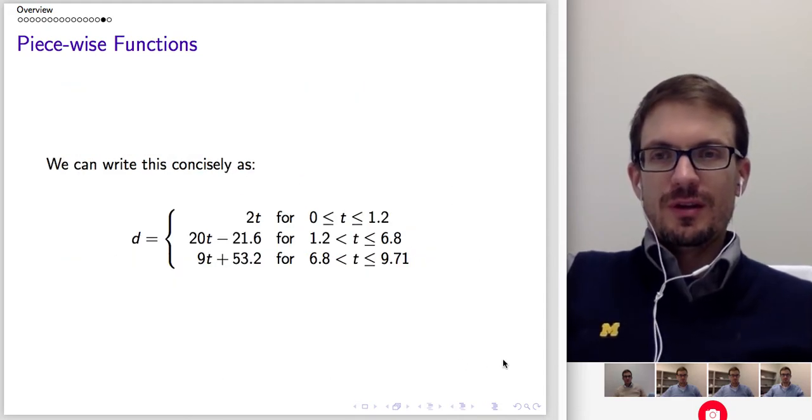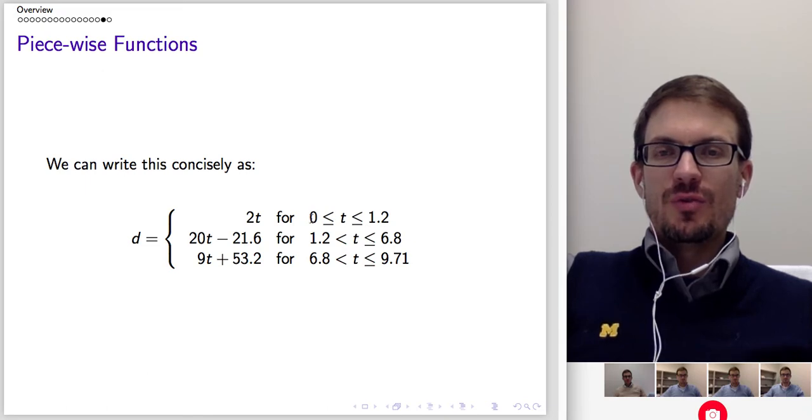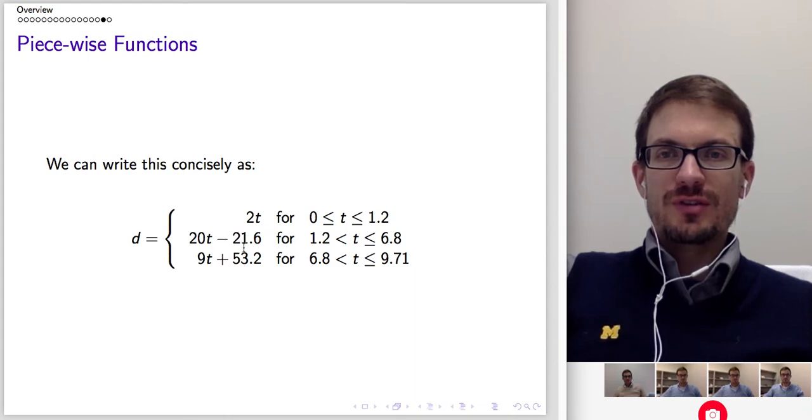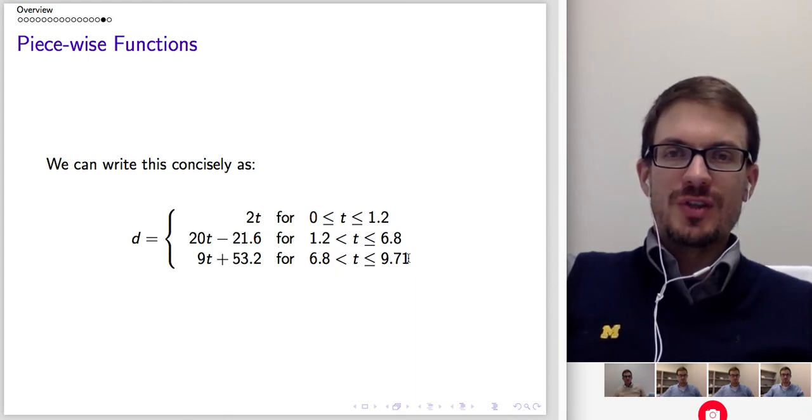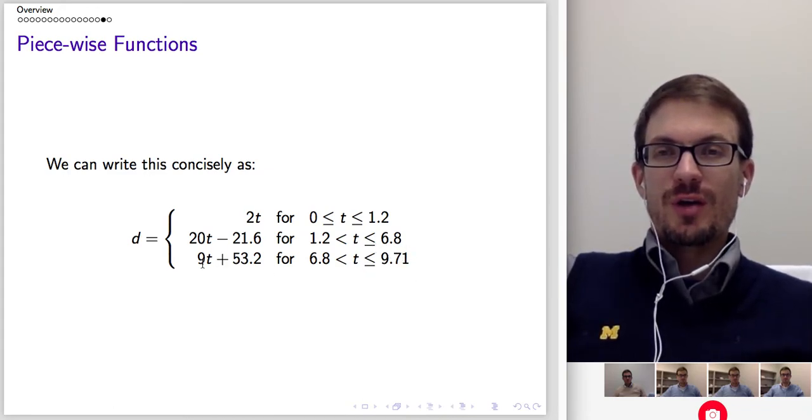Okay. So here's a way to represent all this in bracket form. Remember, we're trying to get distance as a function of elapsed time. So when between 0 and 1.2 hours has elapsed, the distance traveled is 2t. For between 1.2 and 6.8 hours elapsed, the total distance traveled is 20t minus 21.6. And then for between 6.8 hours and the end of the race, 9.71 hours, we have the distance traveled represented by 9t plus 53.2.